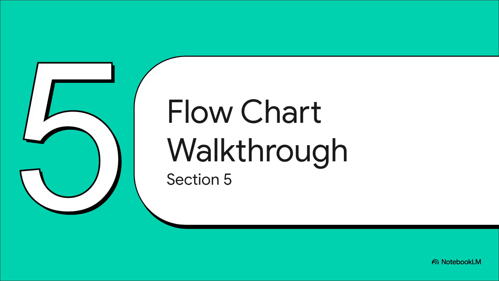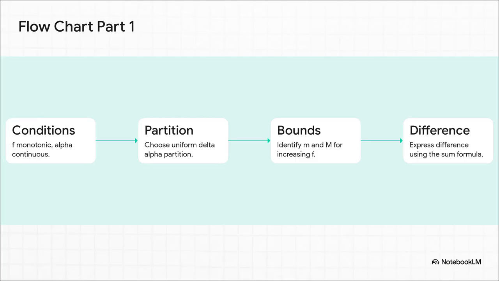Section 5. Flowchart walkthrough. Let's map it all out visually. तो टॉप बॉक्स नंबर 1 से शुरू करते हैं. f is monotonic on [a,b], alpha is continuous on [a,b]. यहाँ से अगला लॉजिकल स्टेप बॉक्स 2, choose partition so that delta alpha i is equal to alpha of b minus alpha of a upon n. फिर हमारी exact bound conditions बॉक्स 3.